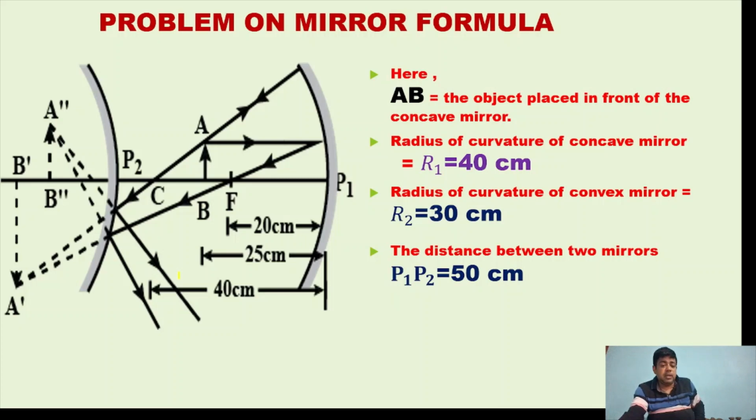Once again, see clearly: AB is the object placed in front of the concave mirror, and the radius of curvature of the concave mirror, R1, as per the question, is 40 centimeters. The radius of curvature of the convex mirror, R2, is 30 centimeters. The distance between the two mirrors, P1P2, is 50 centimeters apart. Okay, understand? Let's see.